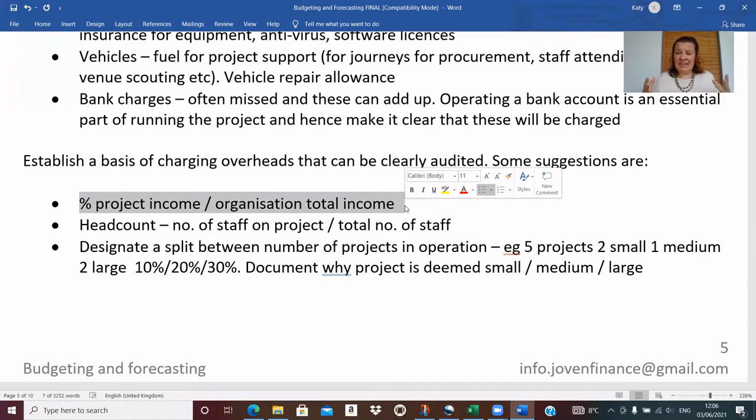Say your organisation has, in this example, 5 projects on the go, and you say, actually, 2 of them are very small, 1 is medium, and 2 are large. So I'll dedicate 30% to the large ones, 20 to the medium, and 10 to the smalls, and document why you've deemed them small, medium, or large due to levels of income or levels of effort, etc. Whichever basis you use, as I've said, make it auditable, document how you've arrived at the percentage of overhead charge.